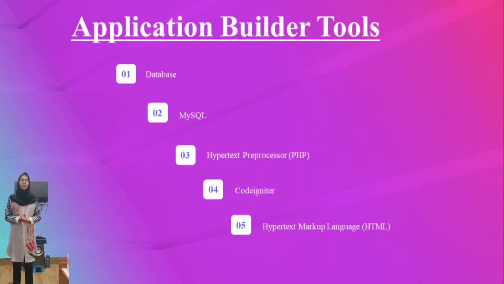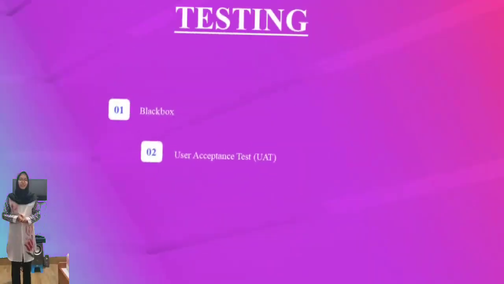Number four is CodeIgniter. CodeIgniter is an open source PHP framework that uses the MVC method, or model, view, and controller. Number five is Hypertext Markup Language or HTML. HTML is a programming language that is commonly used to view documents in a browser on the web.